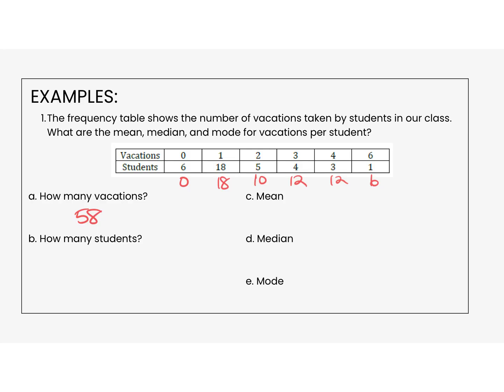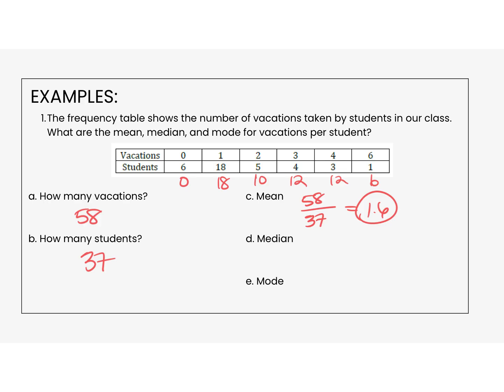How many students are there? I'm going to add up this bottom row. So 6, 18, 5, 4, 3, 1. And that would be 37 students. So to find the mean, I'm going to take the number of vacations, which we said was 58, divided by the number of students, which was 37. So 58 divided by 37 is 1.6. So that's my mean, my average value.